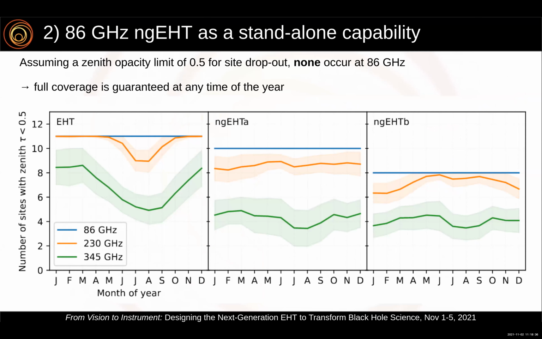We also looked at these other weather conditions, whether there would be site dropouts, whether coverage was guaranteed if there was any site that would actually drop out for most of the time because of high opacity. So we set a dropout range of about 0.5 in zenith opacity. And actually this never occurs during the year at 86 gigahertz. So it is guaranteed full coverage of all sites at any time of the year compared to their higher frequencies.